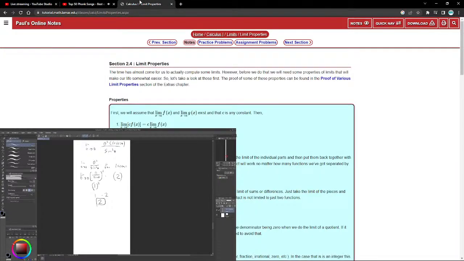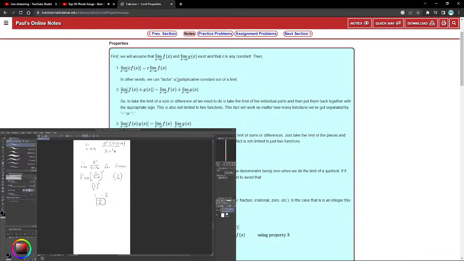Alright, section 2.4, limit properties. Time has almost come for us to actually compute some limits. However, before we can do that, we'll need some properties of limits that will make our lives somewhat easier. So let's take a look at those first. The proof of some of these properties can be found in the proof of various limit properties section of the extras chapter.